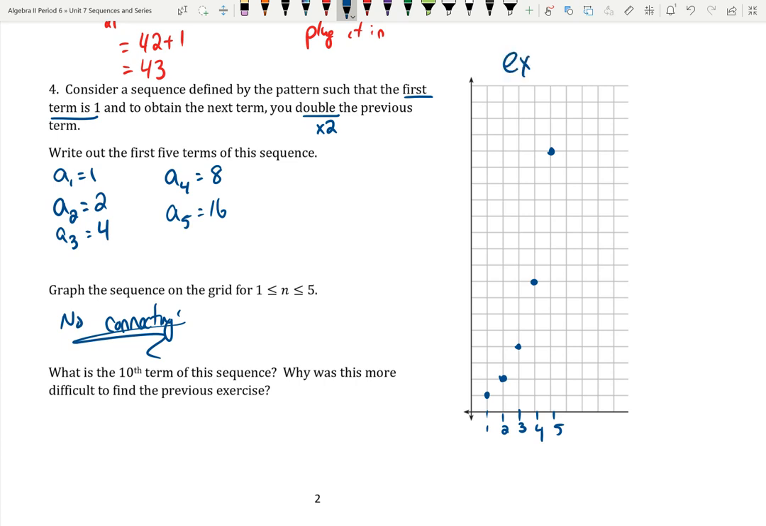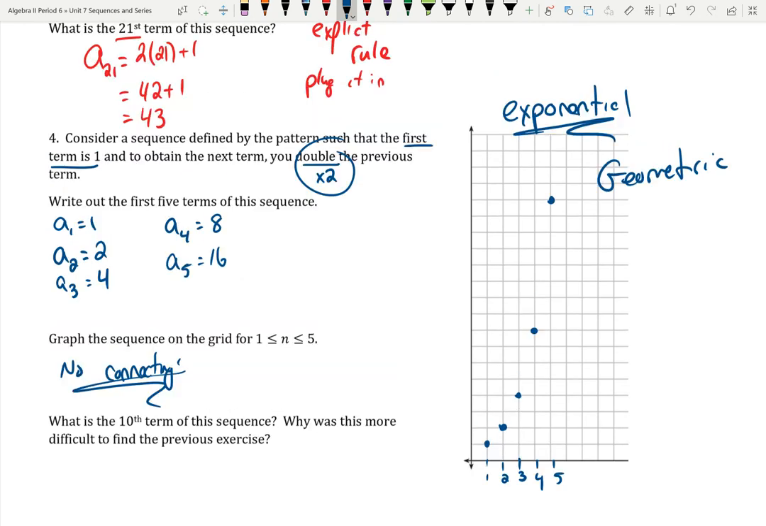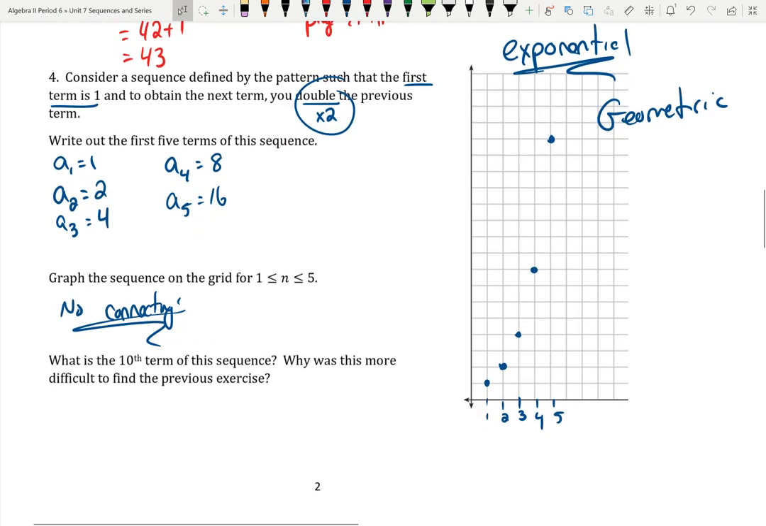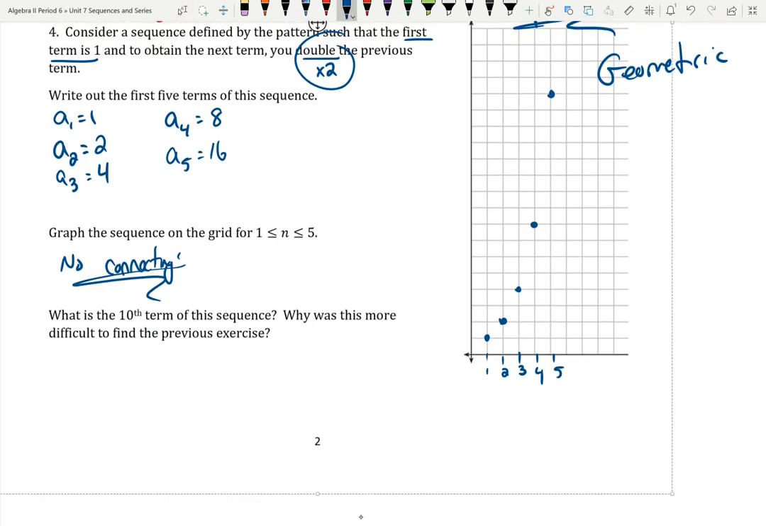It has that exponential function shape because it's a geometric sequence. Why is it geometric? Because there's repeated multiplication. I have a common ratio of 2. So arithmetic sequences are linear. Geometric sequences are exponential. What's the 10th term of this sequence?